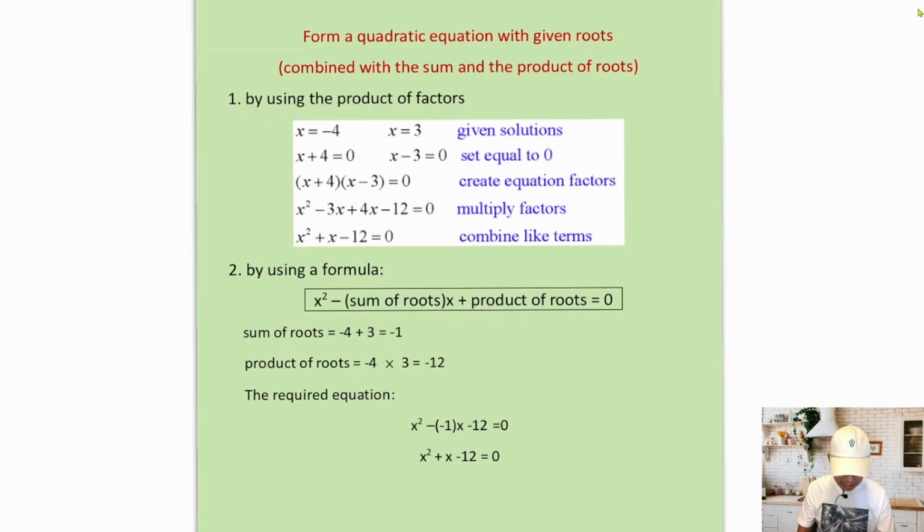The first one is to use the product of factors. We start from these two roots. We set them equal to 0 and then multiply the two factors, simplify it, and then we have the answer. Okay. The second method, we are going to use a formula. The formula is x squared minus sum of roots times x plus product of roots.